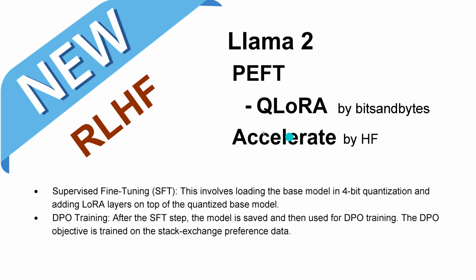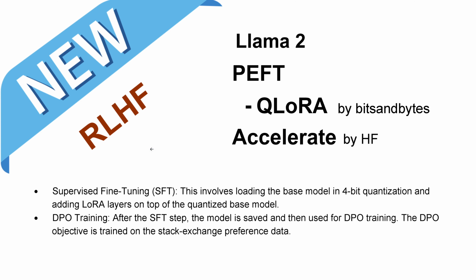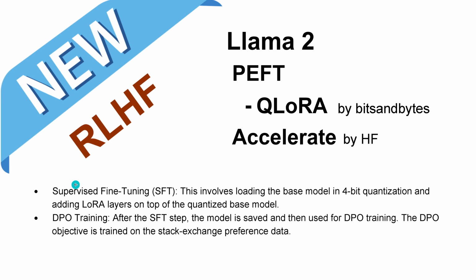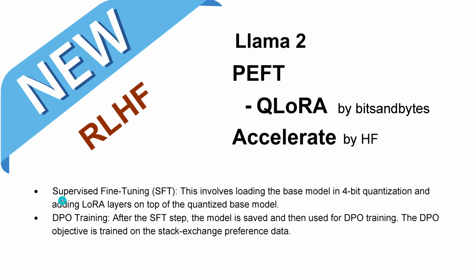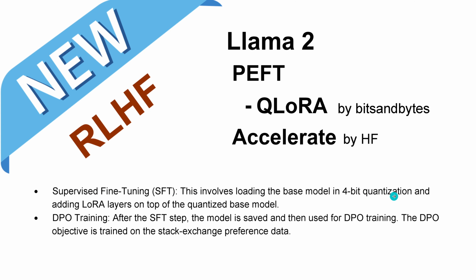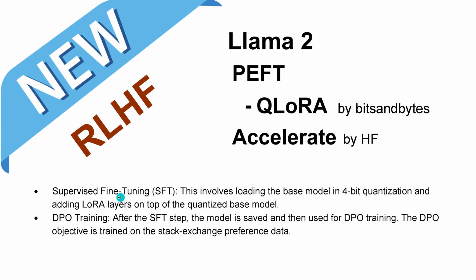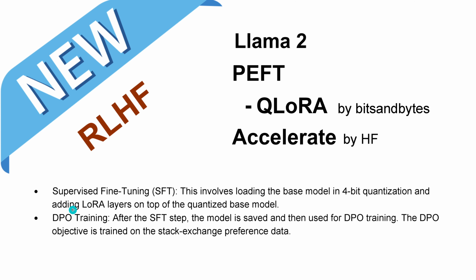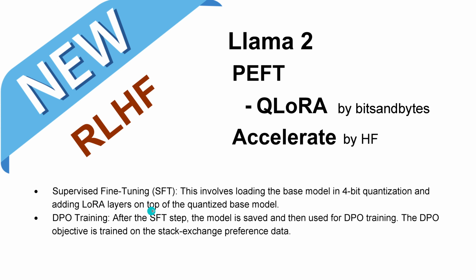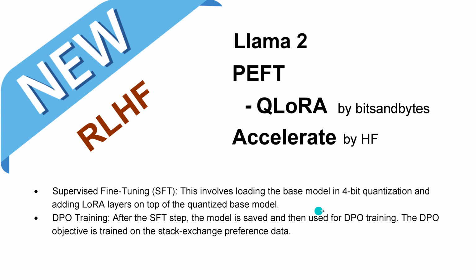Great. So what is new? You know that we now have only two steps in our reinforcement learning from human feedback. The first step is the same as in PPO: we have our supervised fine-tuning. I will show you the code to load the base model with 4-bit quantization and add the LoRA layers on top of the quantized base model. You know this. The second step is the new one, the DPO training. So we do not construct a reward model, but after the supervised fine-tuning step, the model is saved and then used for our DPO training.